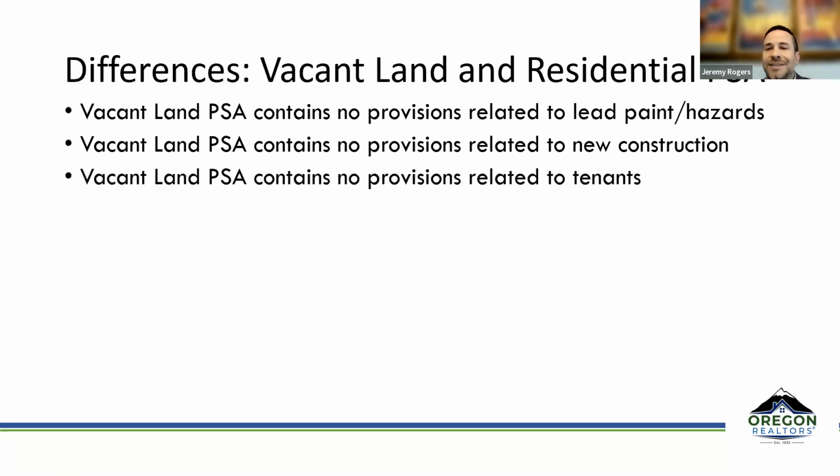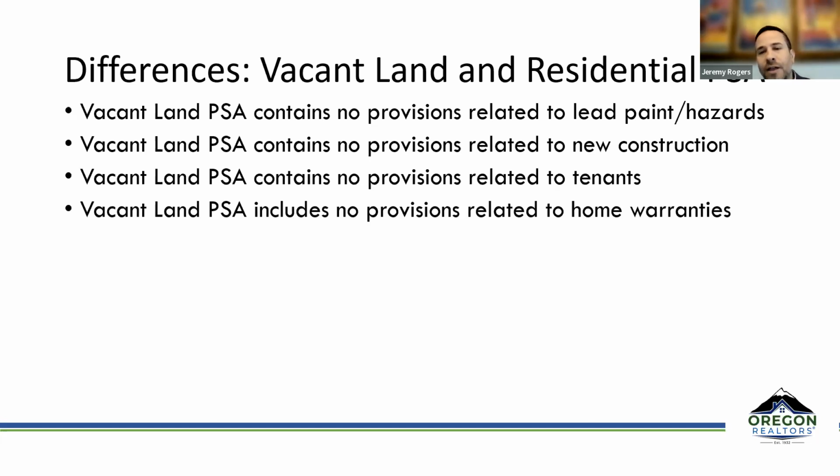There are no provisions related to tenants on the vacant land. A question came up earlier: what if there was an RV on the land that wasn't installed? Presumably, there could be a tenant living in that RV. It's not inconceivable that there's a situation where the underlying sale agreement is really more of a vacant land agreement, but there are tenants because they're in an RV, but our document doesn't contemplate that particular issue. We've stripped out the tenant related provisions in our vacant land sale agreement. There are also no provisions related to home warranties in our vacant land sale agreement.